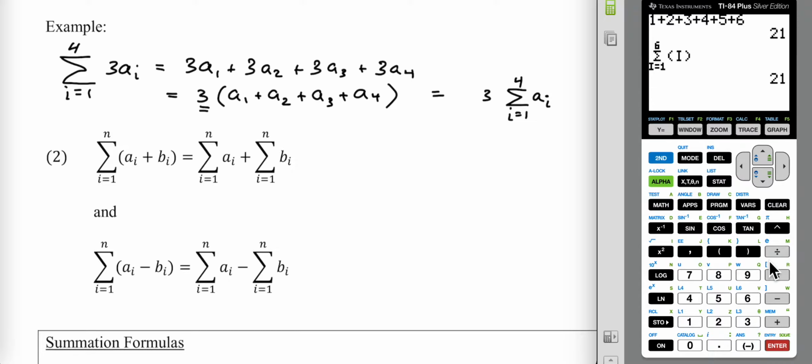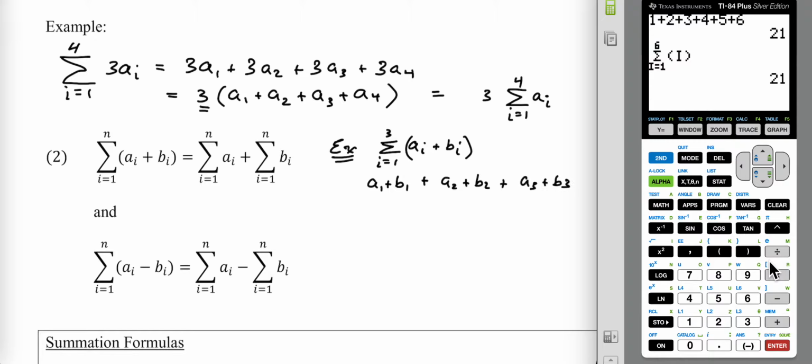You know, if you wanted to, you could actually expand this out with a quick example. I'll just show you very quickly. I'll do a very, very basic one. So let's say you have i going from 1 to 3 of a sub i plus b sub i. That would be a sub 1 plus b sub 1 plus a sub 2 plus b sub 2 plus a sub 3 plus b sub 3.